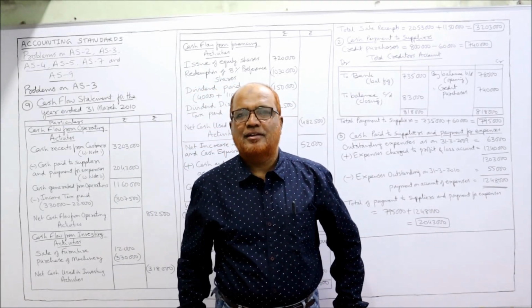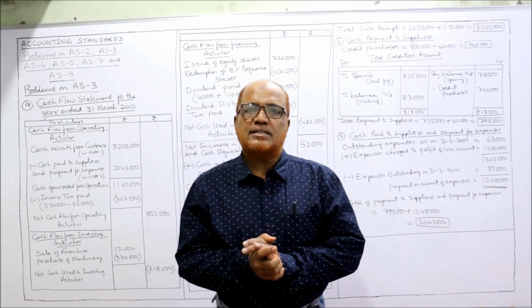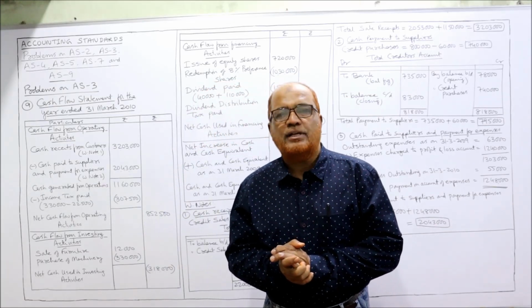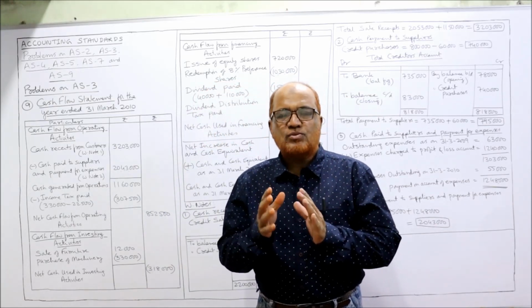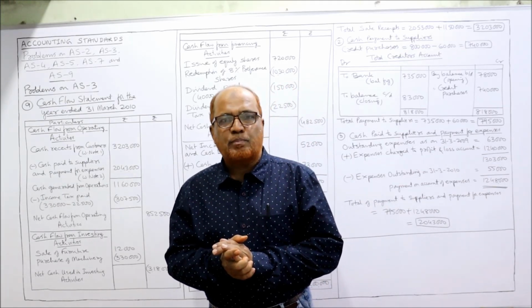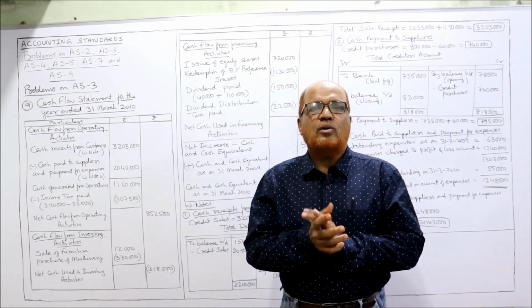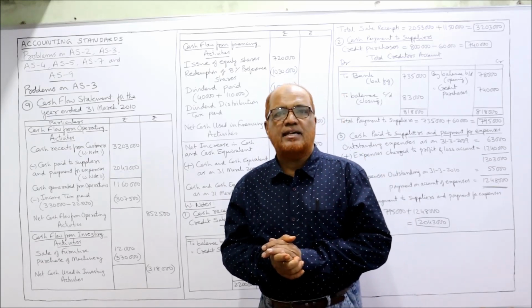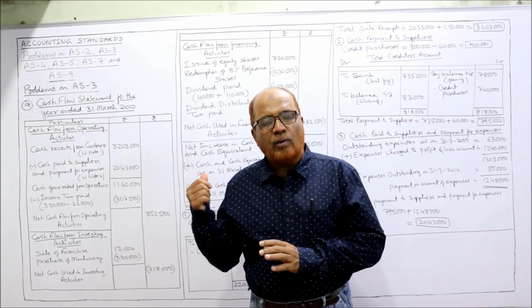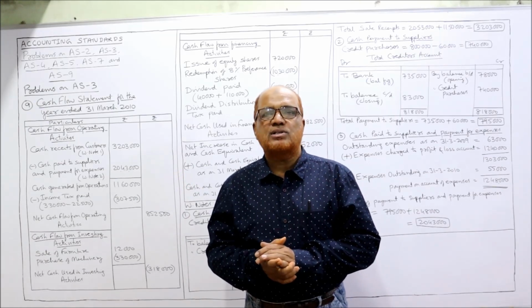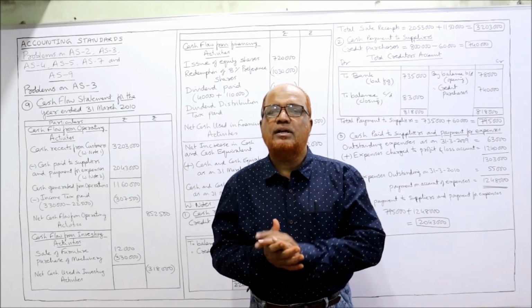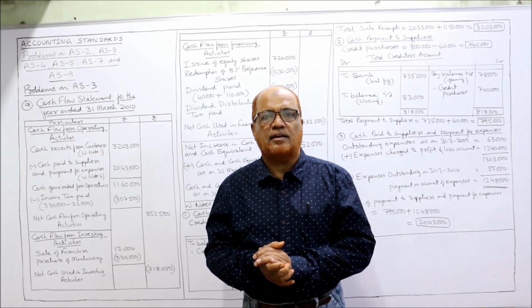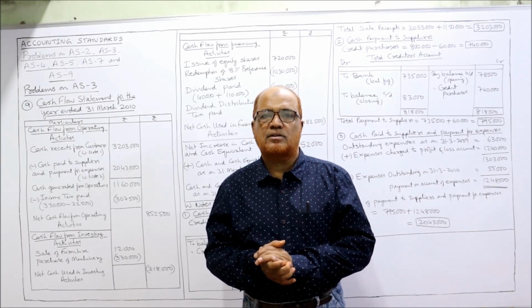I'm Hasham Ali Khan. In the last video I completed 8 problems on accounting standard, on valuation of inventories, AS2. In this video, I am going to explain the 9th problem. From the 9th problem onwards, we are starting the next accounting standard, that is AS3, cash flow statement.